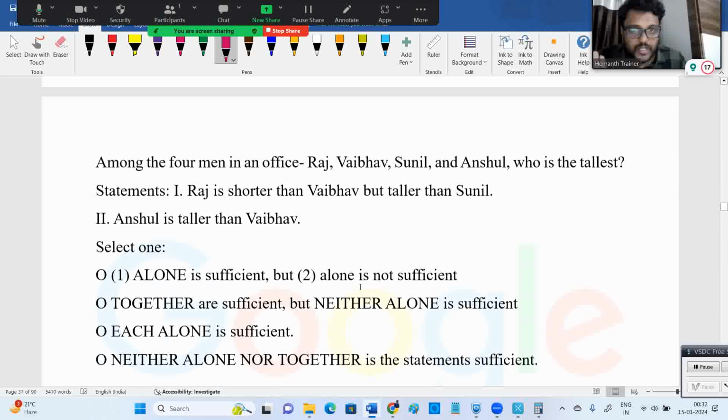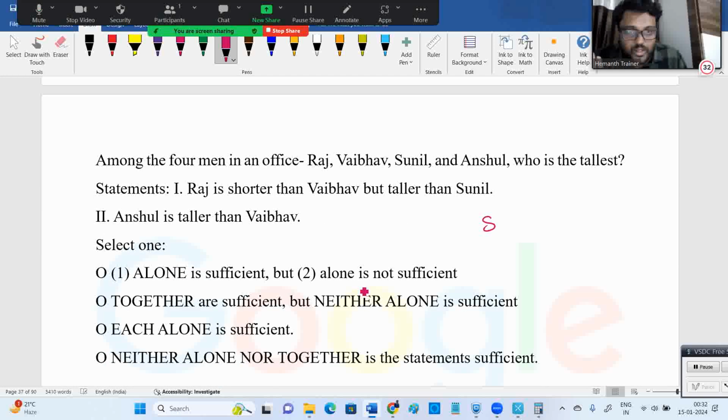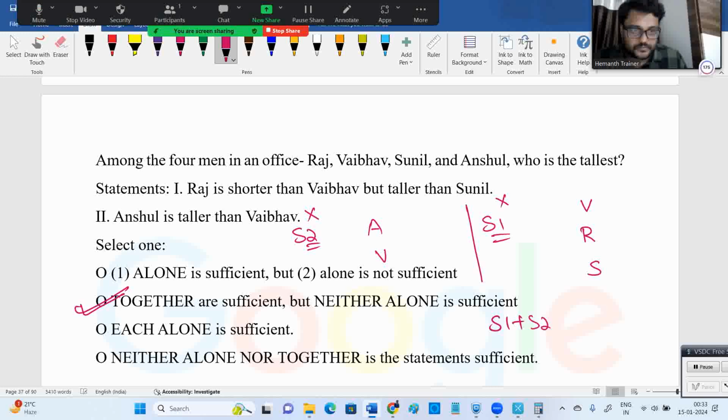Here also, see who is the tallest. First one alone you try, then two alone you try. What does two alone say? Anshul is taller than Vaibhav. With that I cannot say who is the tallest. Two alone is a waste. Next, one alone: Raj is shorter than Vaibhav, taller than Sunil. Here I don't know Anshul's position, so I cannot decide with one alone. But together it is sufficient. If you put the first as V R S and the second as A V, the tallest is Anshul. Together you are able to decide.